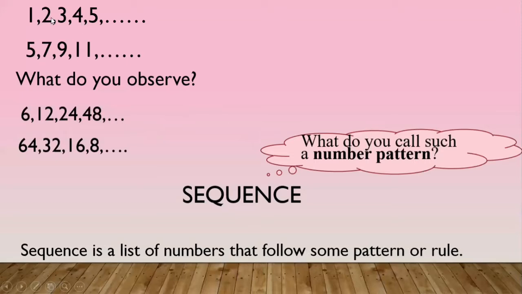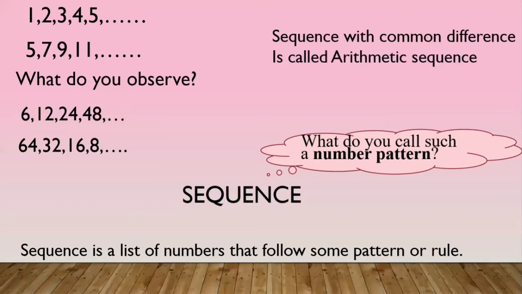So here you can see there is some pattern being followed. Now how is this pattern being followed? You can see that in 1, 2, 3, 4, 5, the number is increasing by 1 every time. In 5, 7, 9, 11, the number is increasing by 2 every time. So these first two sequences have a common difference. Sequences with a common difference are called arithmetic sequences.